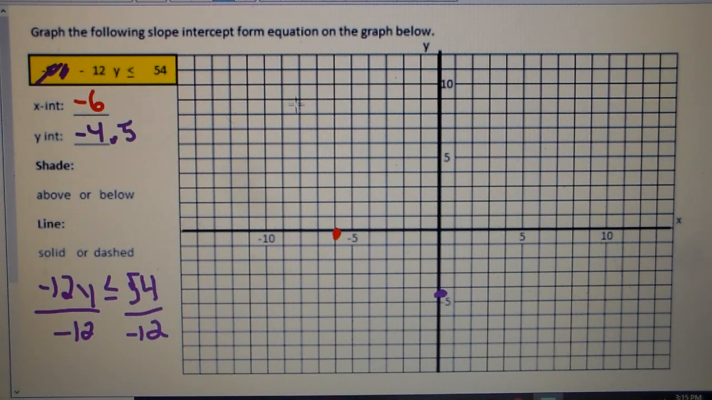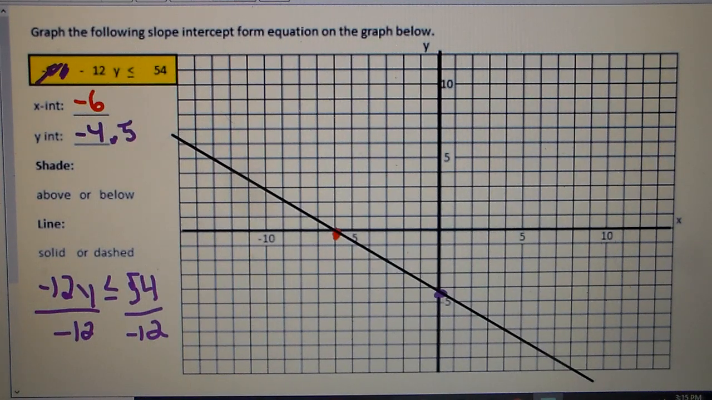We then connect these two coordinates by a solid line because there's a line underneath in the inequality. It's less than or equal to. So we're going to connect it via a solid line. I'm going to make sure this line goes all the way through the entire graph, just like you see there.